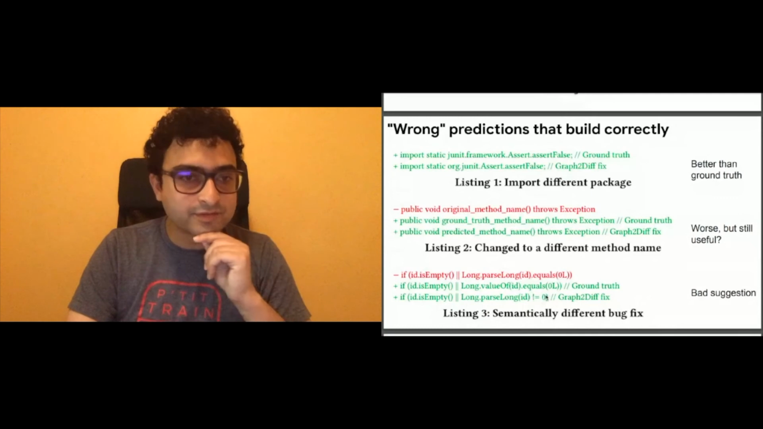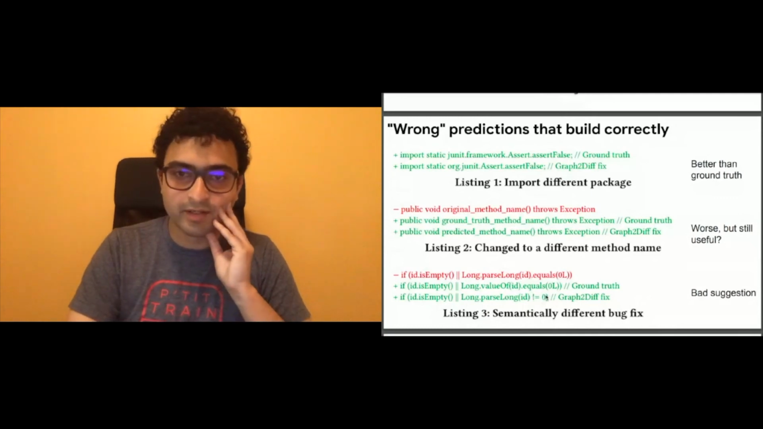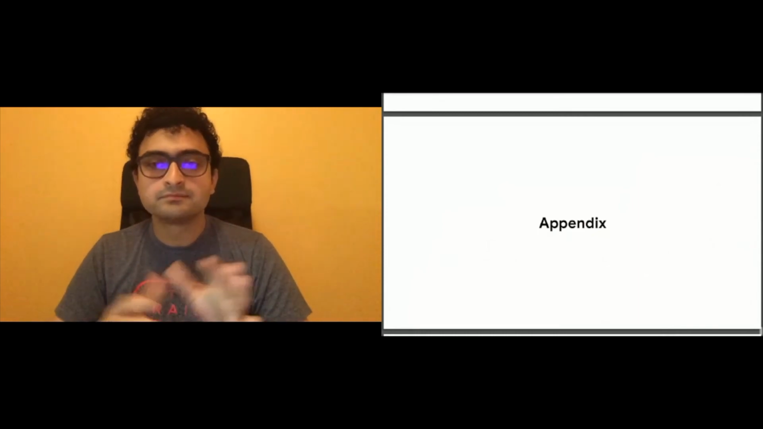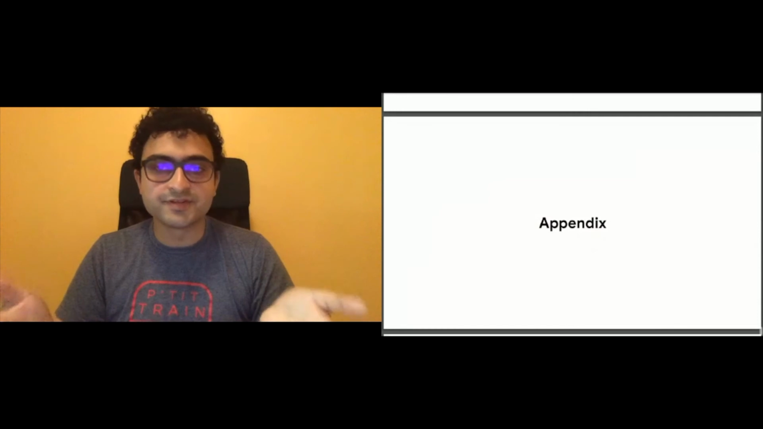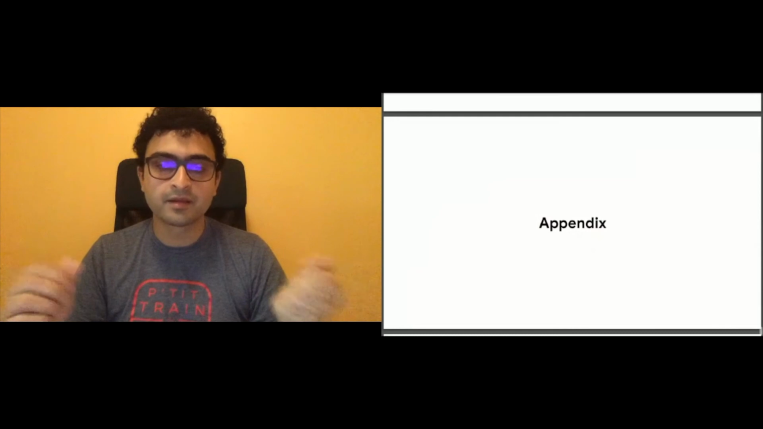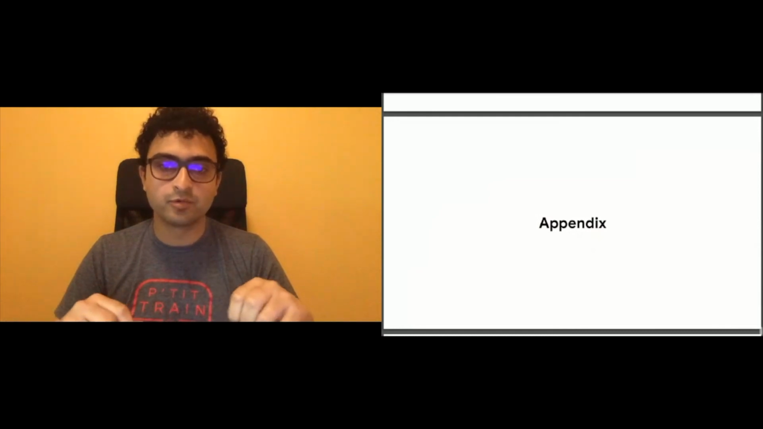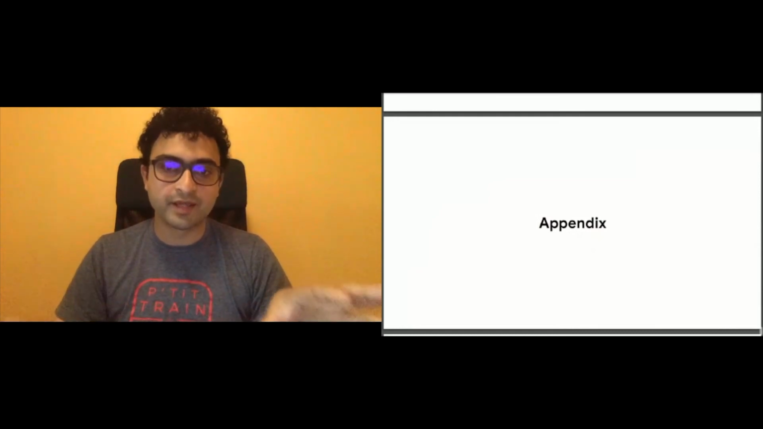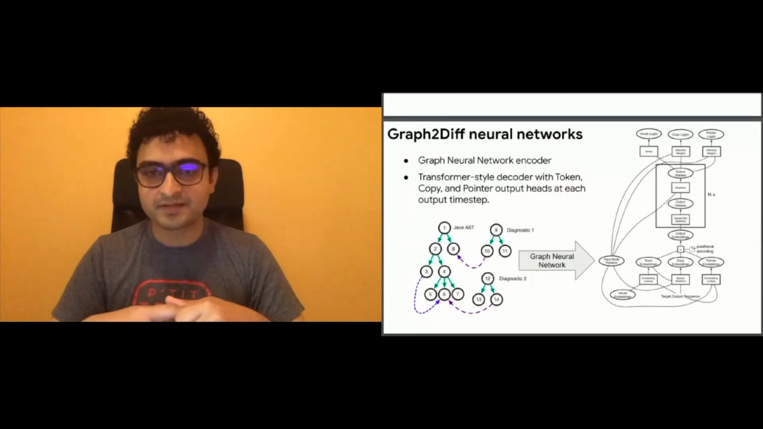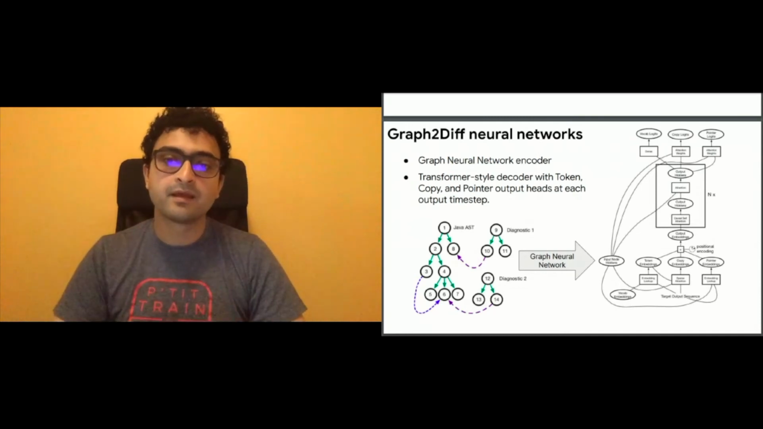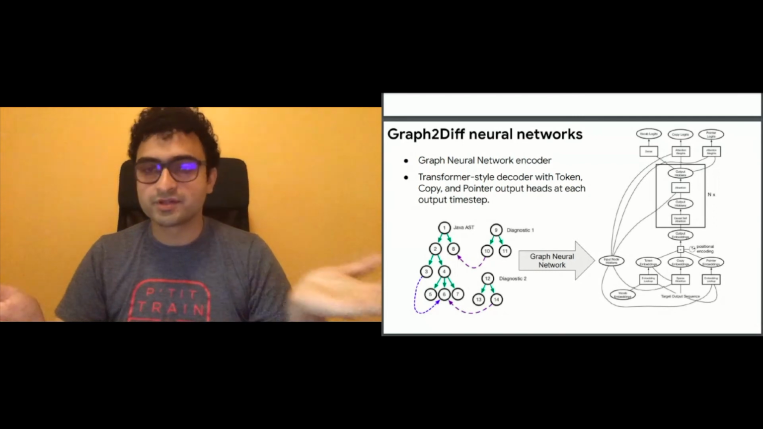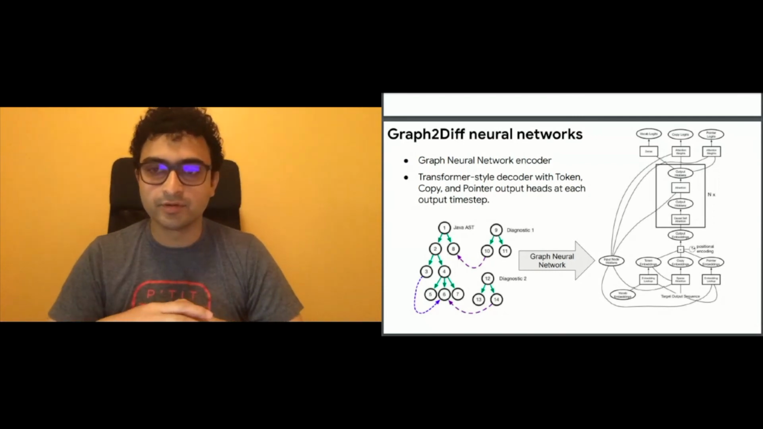Okay, to answer Karthik's question about what the model looks like, I'm just going to go through the appendix slide. This is the graph-to-diff neural network architecture. It has 2 components largely, an encoder and a decoder. The encoder is a graph neural network which will take your program graph and diagnostic information in a graph, run a few iterations of message passing, and get a hidden set of nodes. And then there's a decoder section, which is a transformer style approach, which, as Karthik mentioned, has attention mechanisms in it.